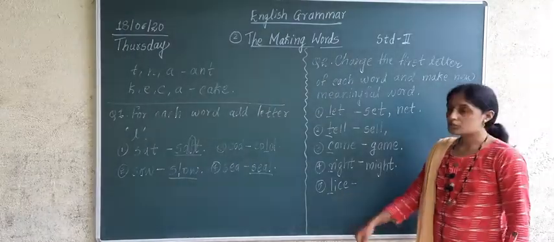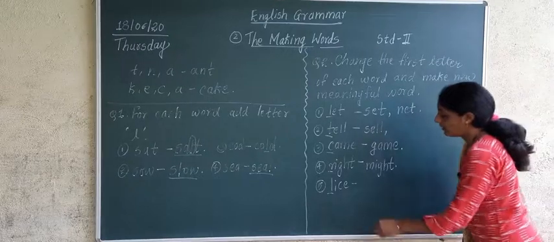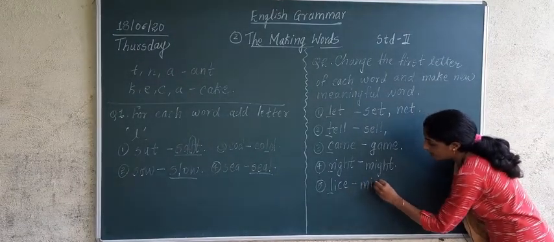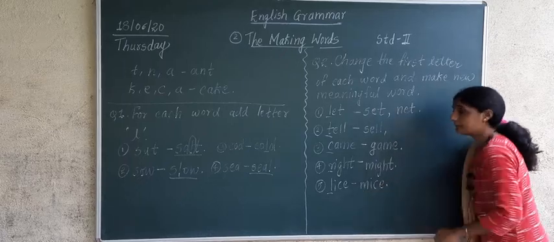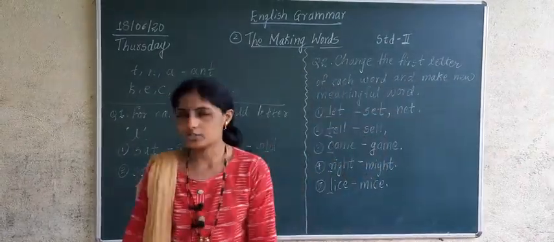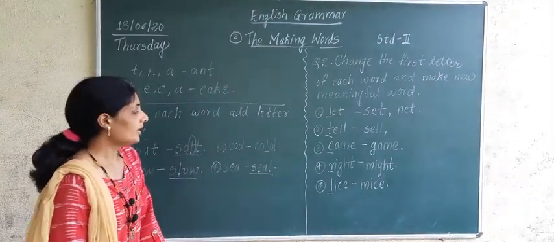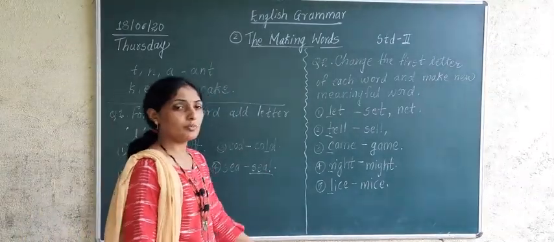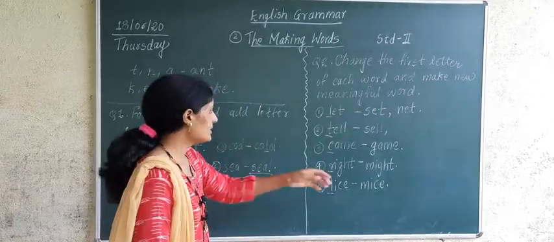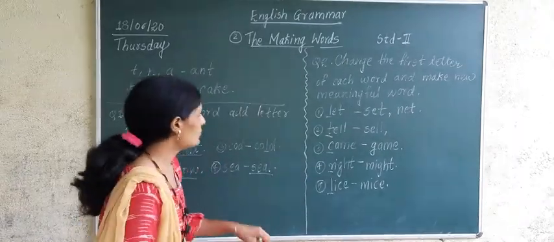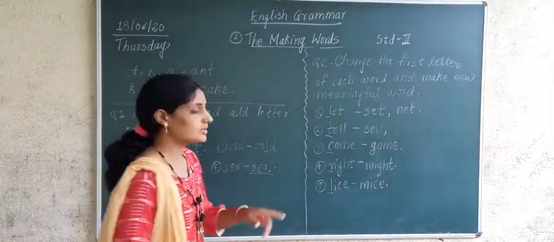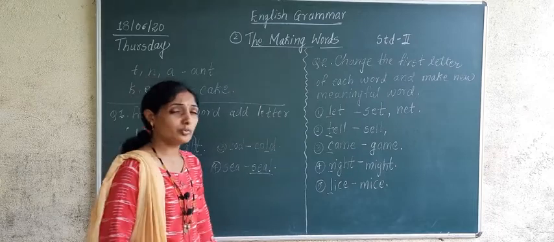Now I want to change the first letter L, and if I write M instead of L, it will become mice. Mice means what? Mouse, correct or not? There is a poem in second standard, mice. In the Bal Bharti book there is a separate poem on mice. Mice means mouse. In this way we have completed question number 1 and question number 2, and I want you to write down question number 1 and question number 2 in your notebook.